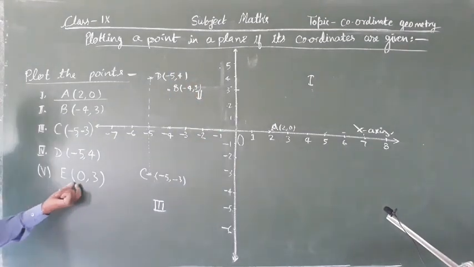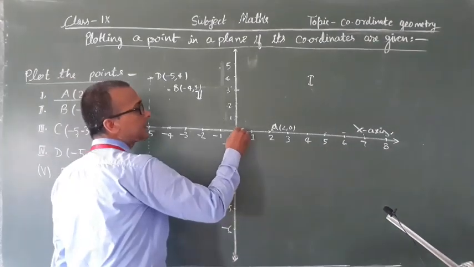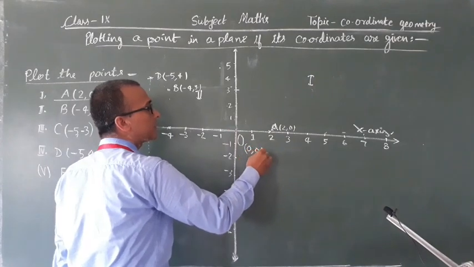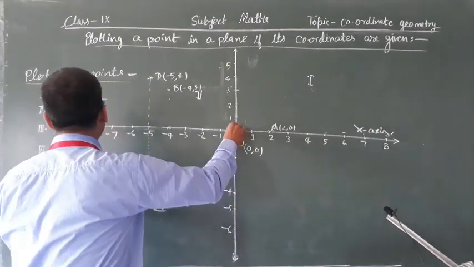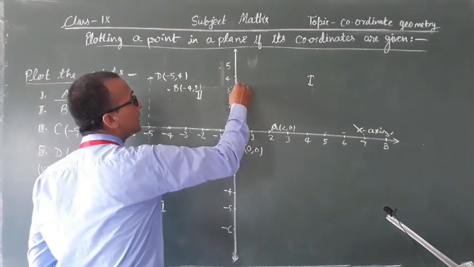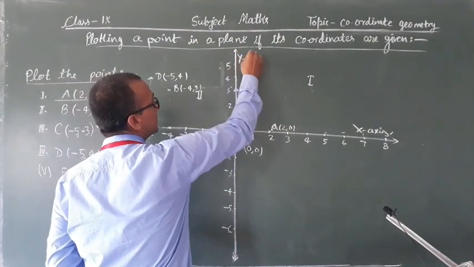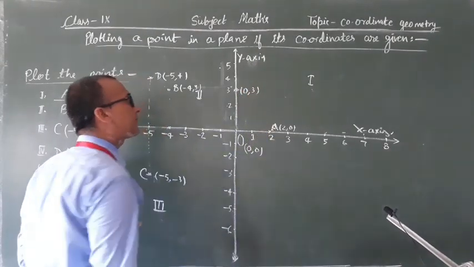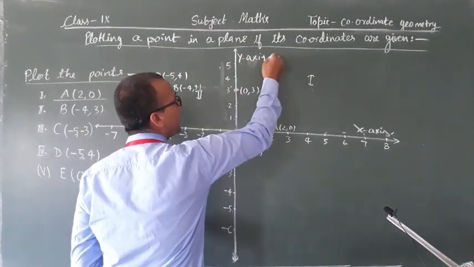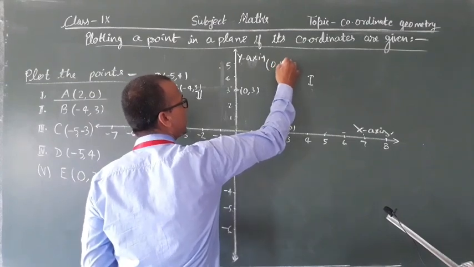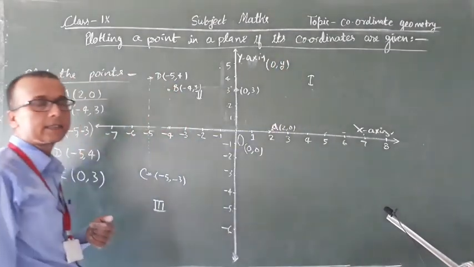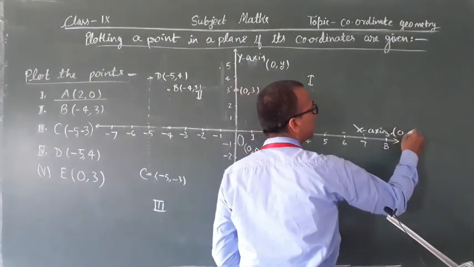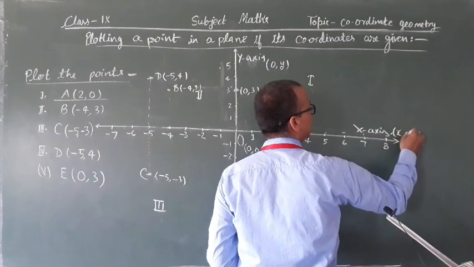Point E is (0, 3). On the x-axis we will go 0 units, it means it is the origin (0, 0). And in the upward direction 3 units, this point is on the y-axis, (0, 3). As we have discussed, on the ordinate all the points will be in the form of (0, y), and on the x-axis in the form of (x, 0).